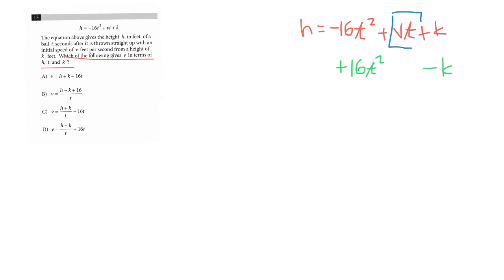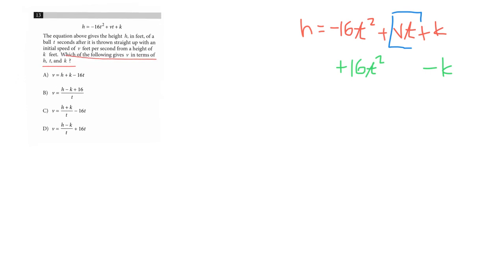So, to give myself a little bit more room: basically, anything I do to one side of the equal sign over here, I have to do to the other side. So this is going to be plus 16t squared minus k over here. Obviously these cancel, that's the whole point. And then we end up with just that vt over here, because these are gone. And I end up with h plus 16t squared minus k.